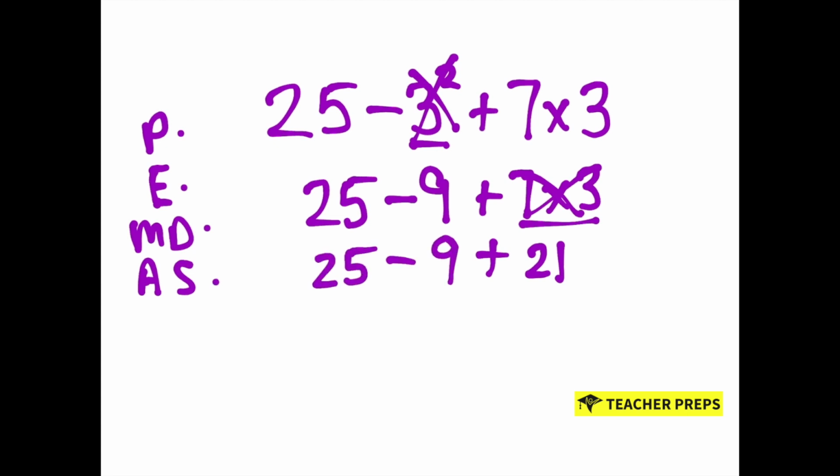Finally, we have addition and subtraction. And remember, we do whichever one comes first in the problem. Subtraction comes first, so we have 25 minus 9, which is 16. Finally, we have 16 plus 21, which is 37.